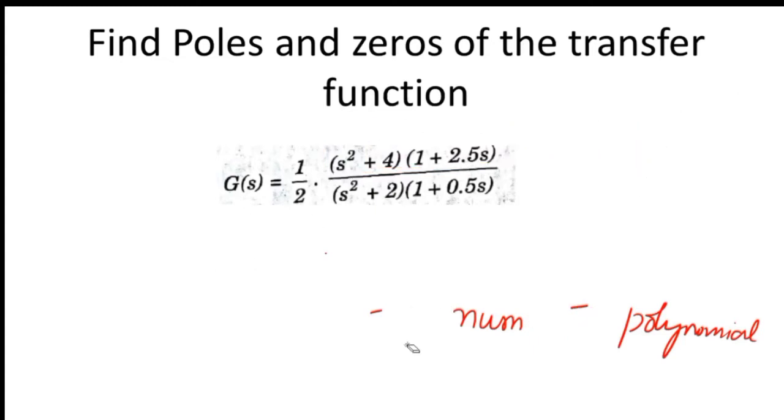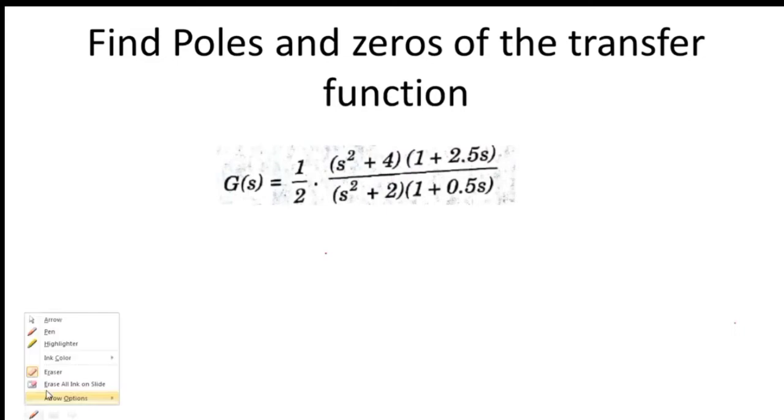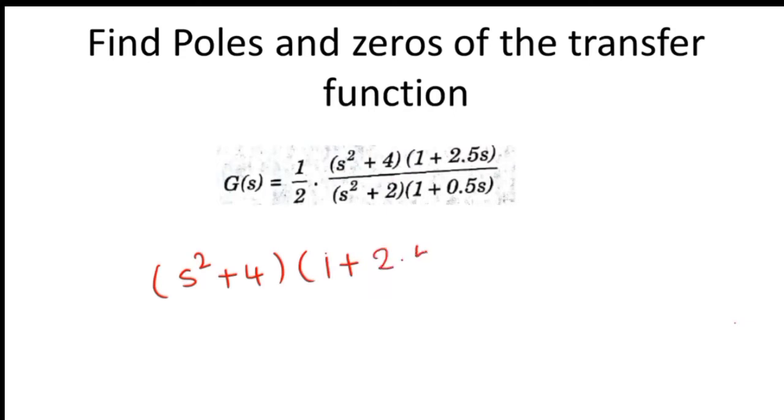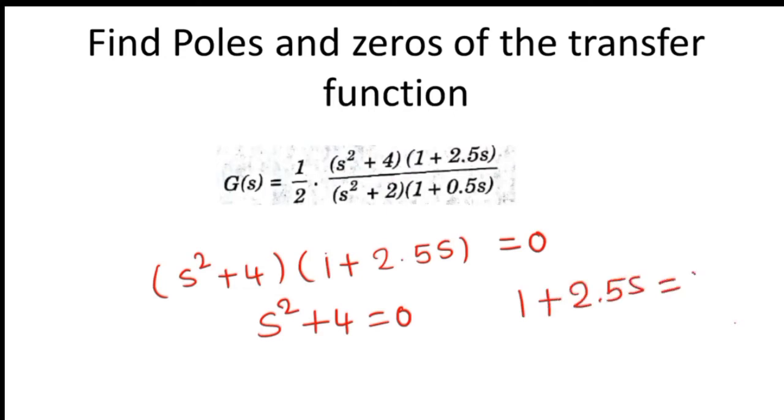So, the numerator value must be equal to 0, right? So in the numerator, what I am having is S square plus 4 into 1 plus 2.5s. This product must be equal to 0, right? So either S square plus 4 may be equal to 0 or 1 plus 2.5s may be equal to 0.